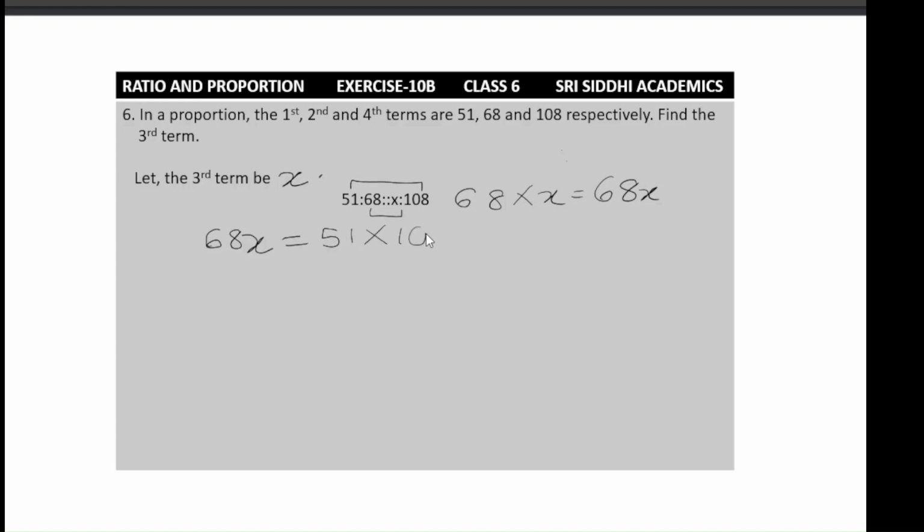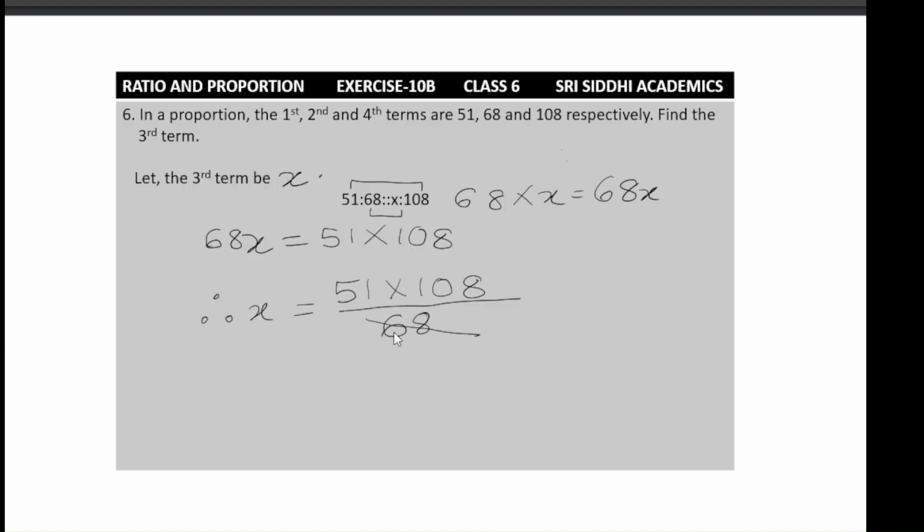Don't just multiply 51 with 108, because here we can remove the common factors from the numerator and the denominator. Where will the denominator come from? Here there is only 51 and 108. See, the 68 is multiplied on this side. If I need to find the value of x, I'll take the 68 to the other side. By the transposing method, if it is multiplied on this side and goes to the other side, it will get divided. So 68 is the new denominator. In order to find the value of x, you bring the 68 and divide it.